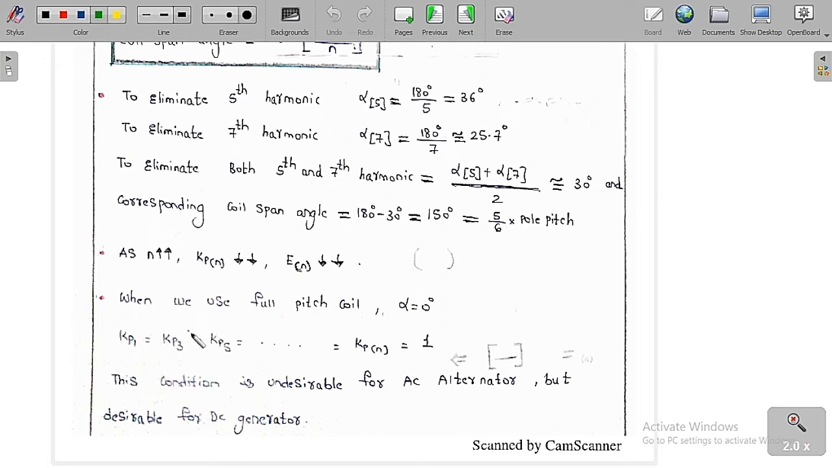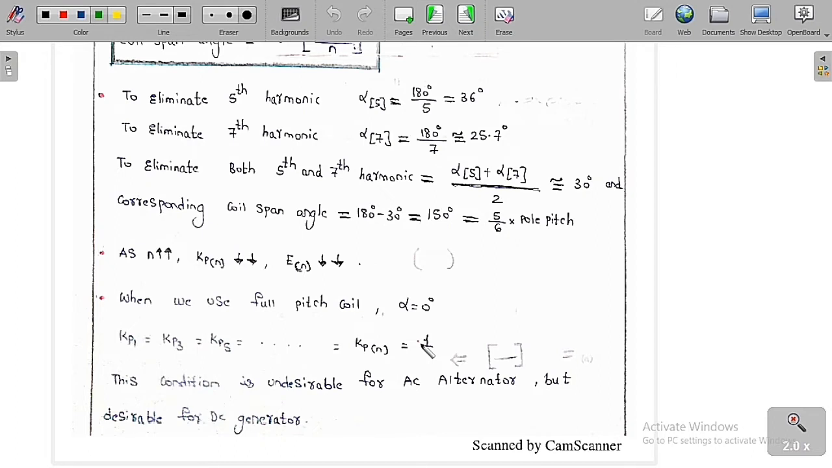That is the reason we use the short pitch winding, but not the full pitch winding, in the alternator. Because with a full pitch winding, all the harmonics are going to be present, since the pitch factor for all harmonics is the same, which is unity. If the pitch factor is very high, the induced EMF is also very high. Because of the harmonics, the resultant voltage is going to get degraded. It will never be a pure sinusoidal. That is the reason we have to go for the short pitch winding.